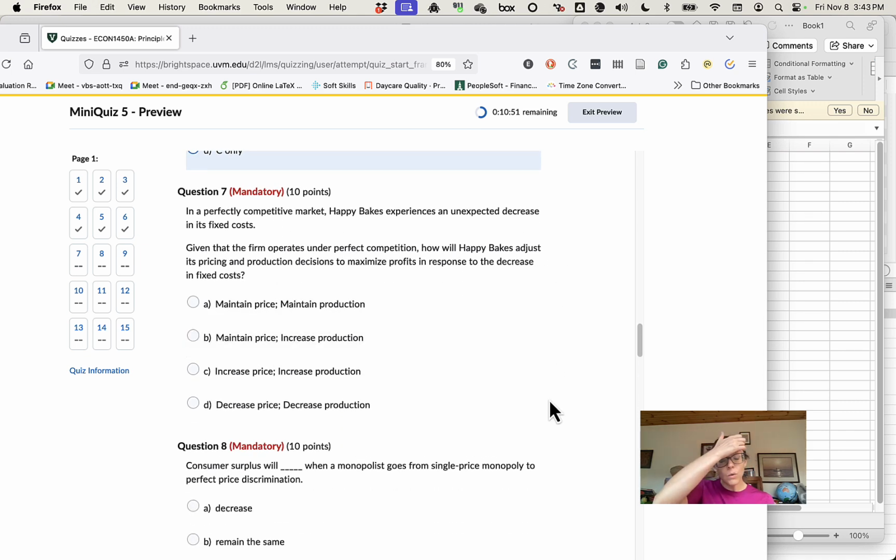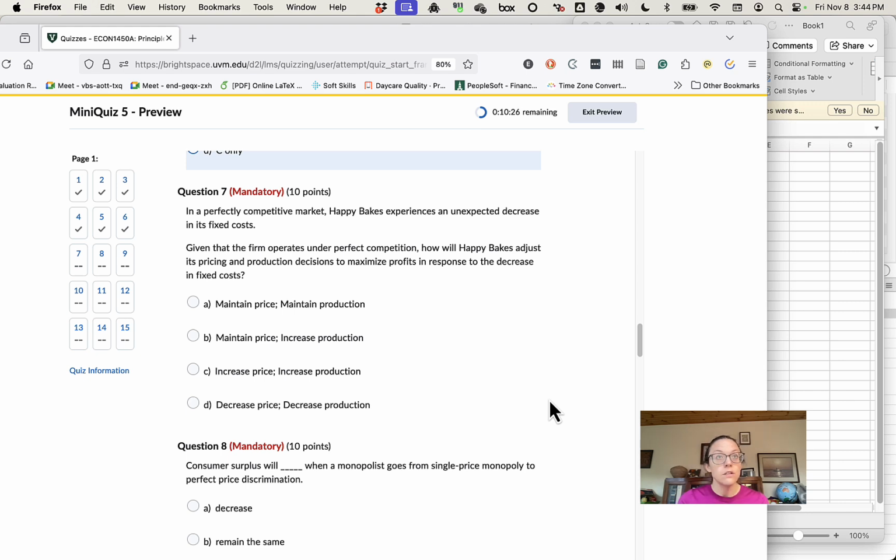All right, so now we have a situation where we have Happy Bakes and suddenly their fixed costs go down, and we have no pictures. So we have to figure out what happens here. So the question is, what does Happy Bakes do to maximize their profits in response to the change in fixed costs? This one is really tricky for two reasons.